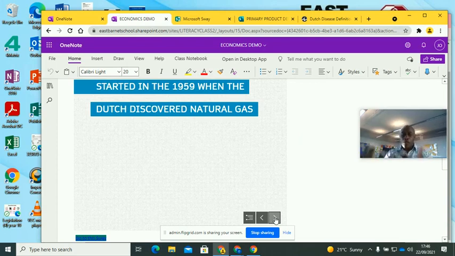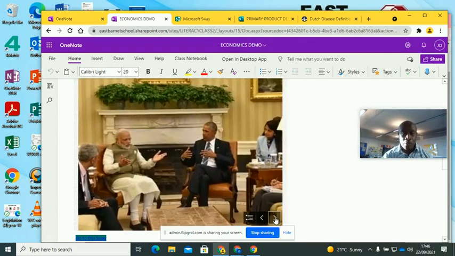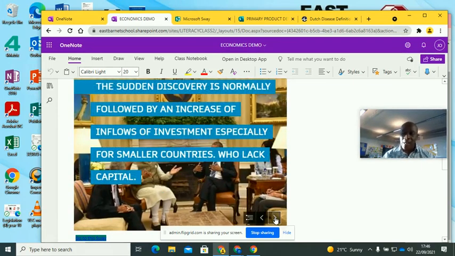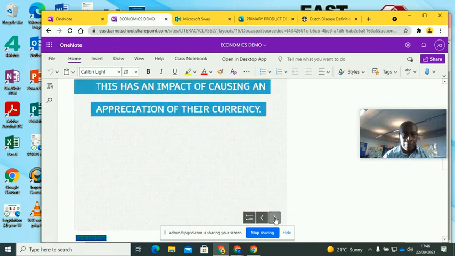Then in order for the USA to help this small African country, they're going to have to purchase the domestic currency. So as a result of demanding the domestic currency, it's going to cause an appreciation of their currency. Okay. And that can potentially lead to some problems. So I want us to have a clear definition of what the Dutch disease is. And I've got one here for you.